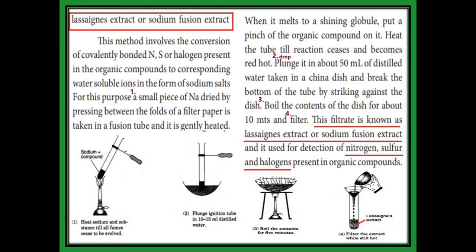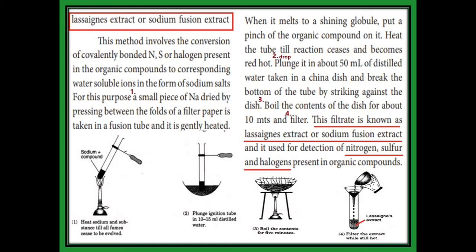The fusion tube is a very small tube. It is not a test tube. A test tube is a big one, but a fusion tube is the smallest test tube. In that fusion tube it is heated gently, then it changes into a shining globule. After that we are going to add the organic compound.